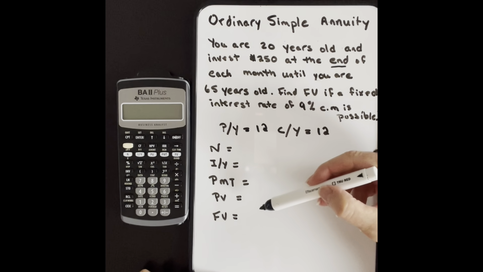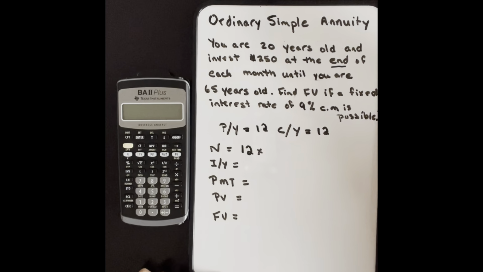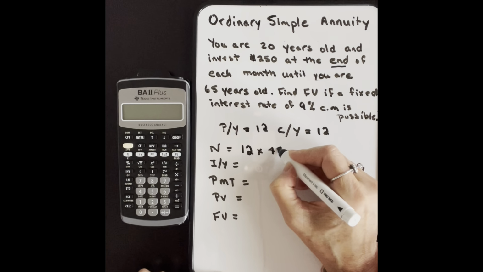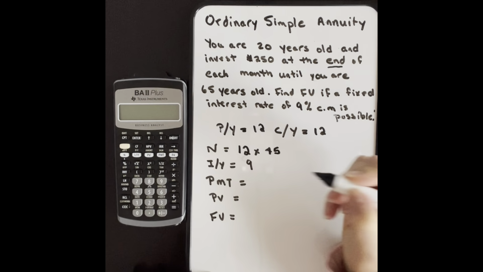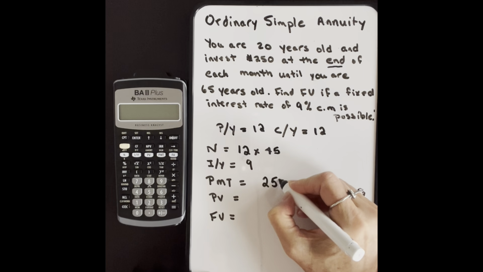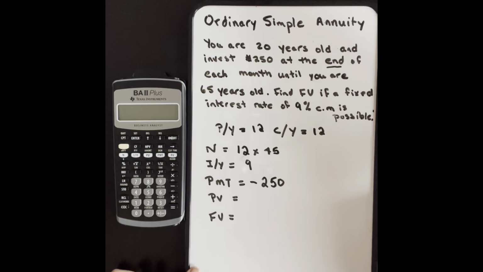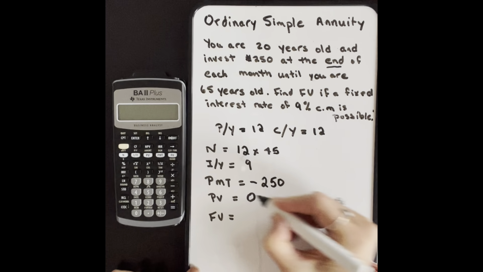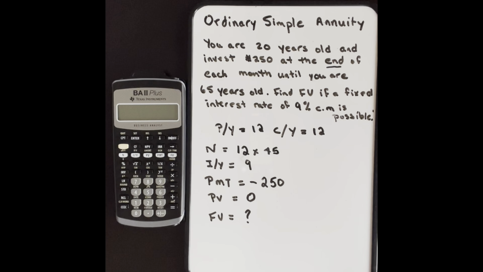Now let's fill out the values that we know. For N, it's 12 times a year times the number of years. And from 20 years old to 65 years old is 45. Interest rate per year is 9%, and we leave it as a percent, so just put 9. Don't change it to a decimal. The payments are $250, and they're going out of your pocket, so we're going to put a negative. Present value, there's no other money in that account, so the present value at the start is 0. And we want to find future value. So let's take a look at how we use our calculator to do that.